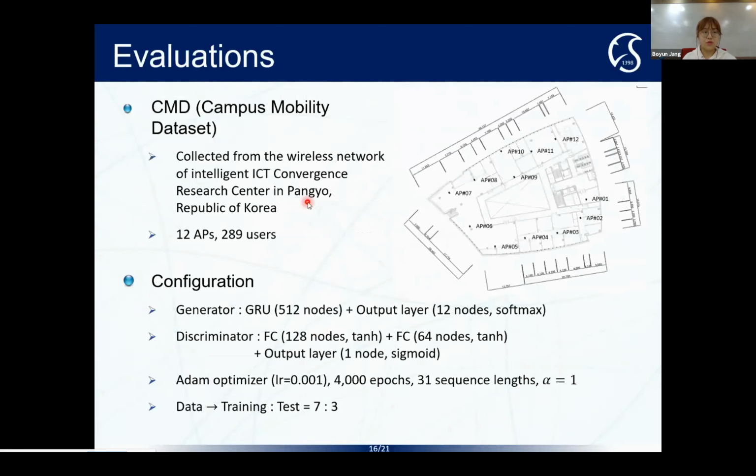We evaluated MoGAN with wireless network data collected in Panjo, Republic of Korea. It contains handover logs collected over 2 months. And this is the configuration.